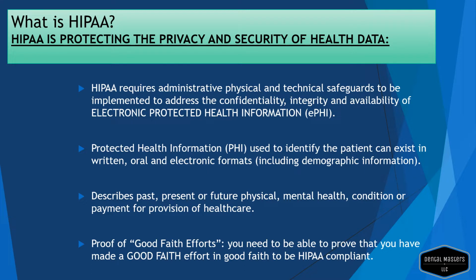What is HIPAA? Well, HIPAA is protecting the privacy and security of health data. It requires administrative, physical, and technical safeguards be implemented to address the confidentiality, integrity, and availability of protected health information and electronic protected health information, or what we refer to as EPHI. Protected health information is used to identify a patient and can exist in written, oral, electronic formats, including demographic information. It may describe past, present, or future physical, mental health conditions or payments for the provision of health care.